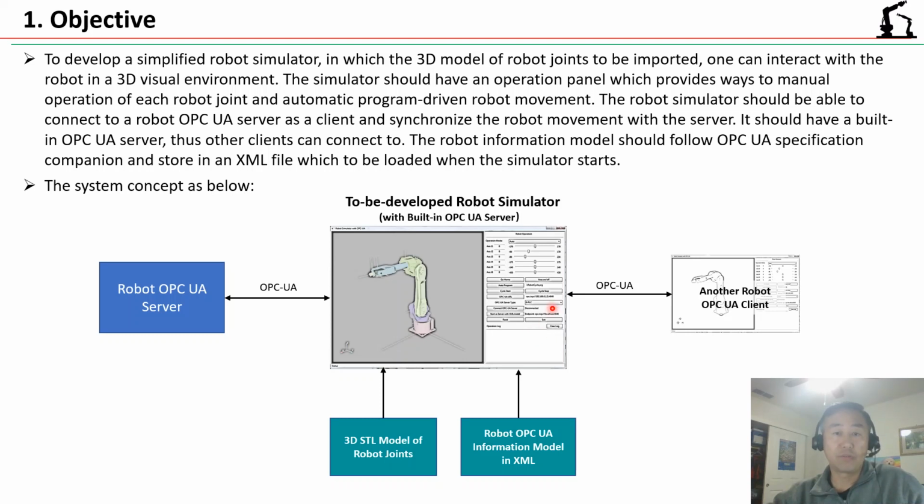The robot simulator should be able to connect to a robot OPC UA server as a client, and synchronize robot movement with the server. It should have a built-in OPC UA server, so other OPC UA clients, such as robot clients, can connect to it. I expect the robot information model to follow the OPC UA specification and be saved in an XML file, which can be loaded when the simulator starts.